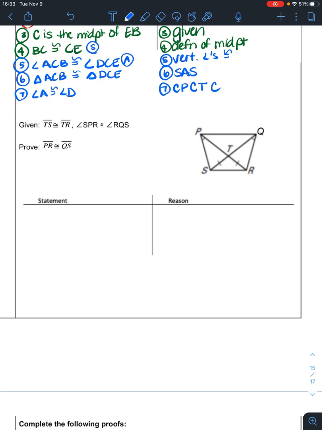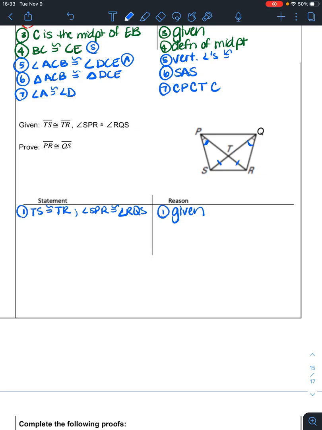Okay, so with this one, here's what you want to watch for. We've got TS is congruent to TR, and we've got angle SPR is congruent to angle RQS. So let's look at this. So TS is congruent to TR, and angle SPR is congruent to angle RQS. That's all given.